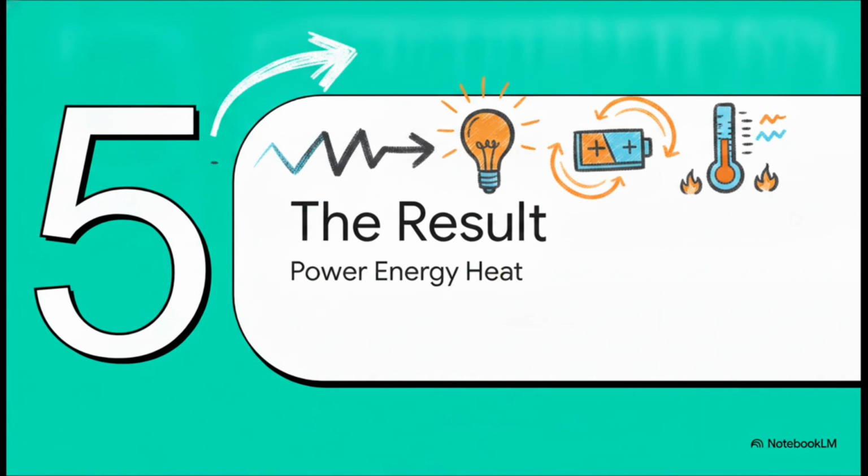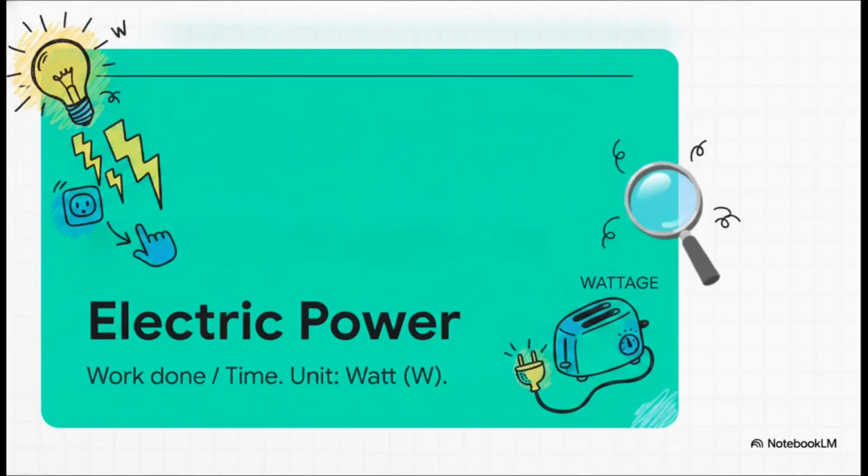Step 5. The result: power, energy, and heat. Once we have a flow that is being pushed through a resistance over a pathway, the electricity actually does something for us in the real world. First up, electric power. We can cleanly define power as the rate at which electrical work is done, basically work divided by time. This completely cements the watt as our core unit. So whenever you buy a light bulb or a new appliance, you're always looking at its wattage. It tells you exactly how much power that device demands.